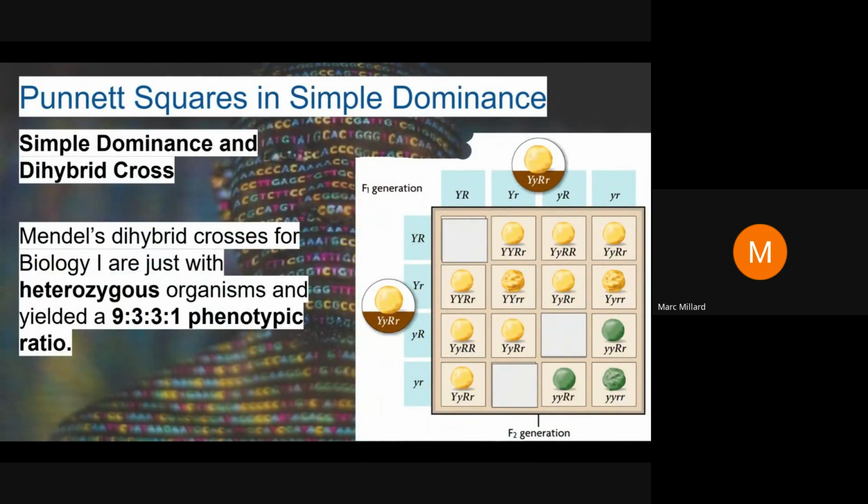Also, with Punnett squares and simple dominants and dihybrid crosses, Mendel's dihybrid crosses for biology 1 are just with heterozygous organisms, and they're always going to yield a 9 to 3 to 3 to 1 phenotypic ratio as we go throughout this, and we'll practice this more in class. This will be a little harder to understand until you see some practical examples in action.